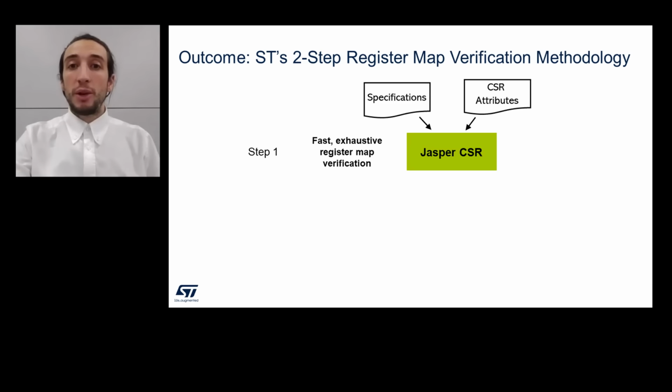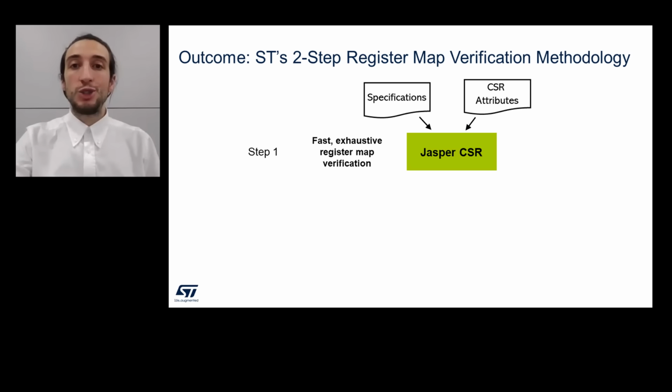The conclusion from our activity is that combining both Jasper CSR and UVM as a register map verification methodology improves all three of our metrics. We maximize our coverage, we find more bugs, and we get results faster. Since we completed this study, we have already successfully used this new methodology combining both approaches for recent designs.